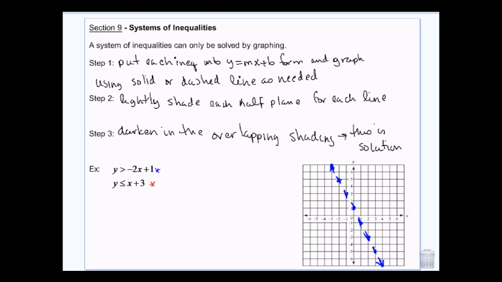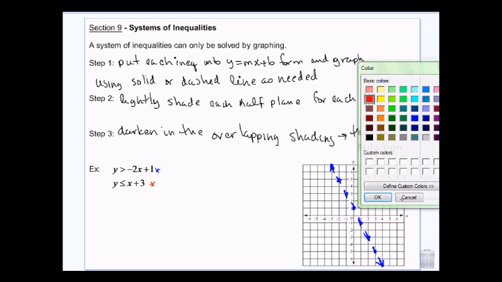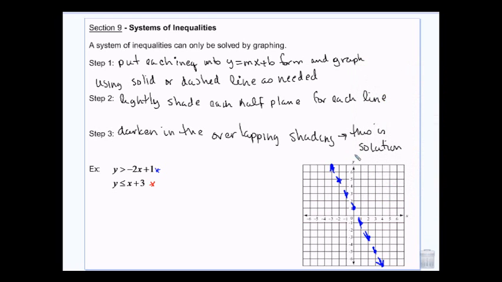Okay. Now I need to decide which side to shade. If I use my 0, 0 point, I get 0 is greater than 1. This is false, so I am not shading this side. I'm going to shade this side over here. I'm just going to lightly shade it, just do stripes to show that that's the shaded side.